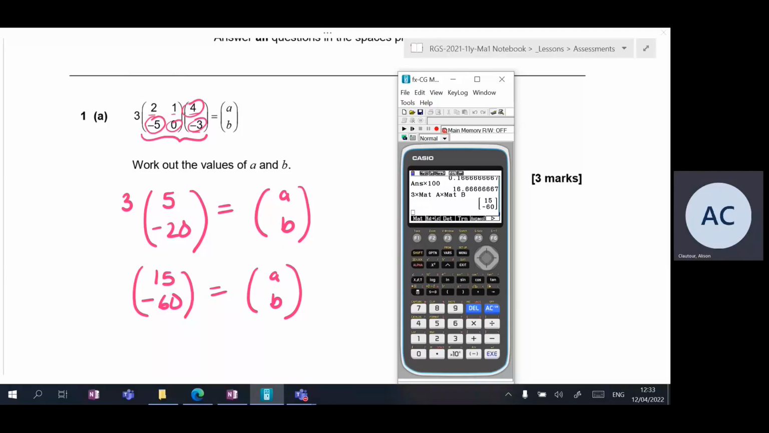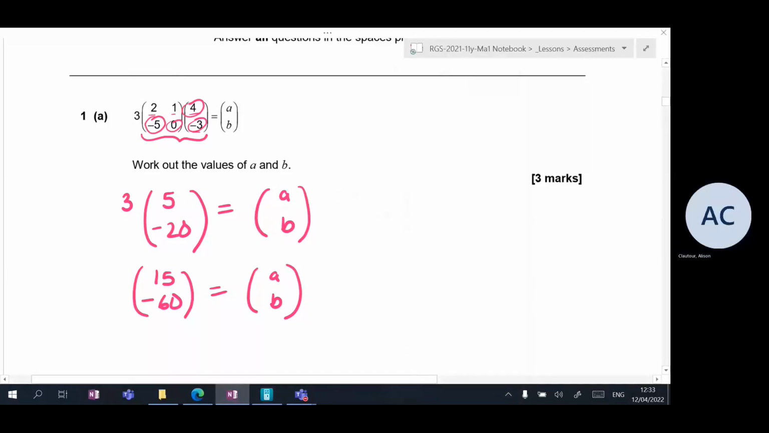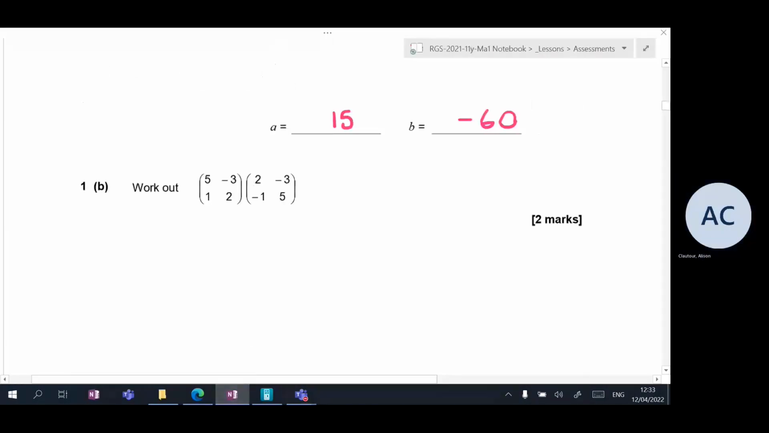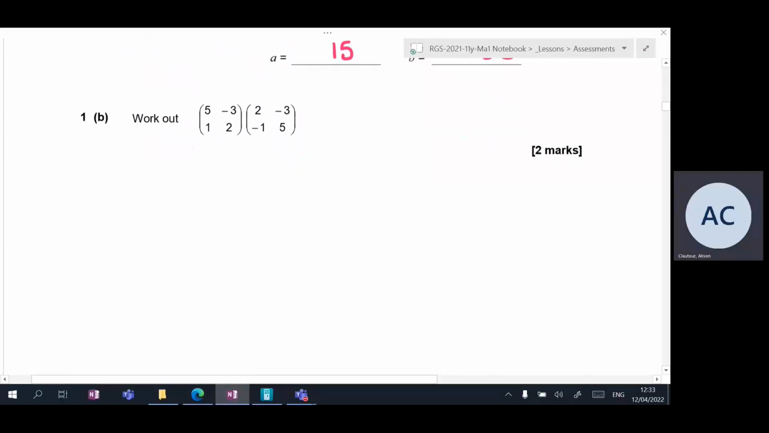So definitely quite easy. It's very fiddly to multiply matrices, so I'd say if you can use your calculator, do use your calculator. And then you know you've definitely got a question right in the exam as well. All right, it's just not working for a minute.